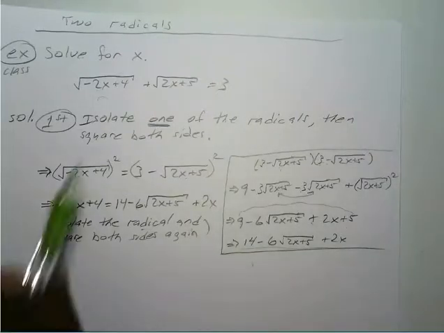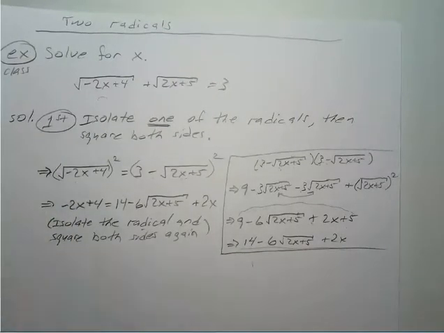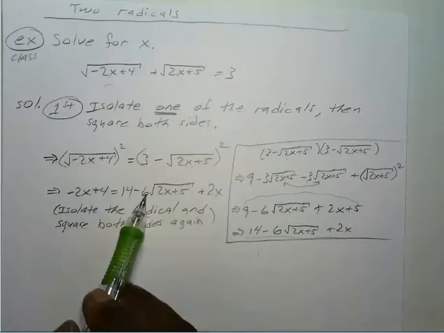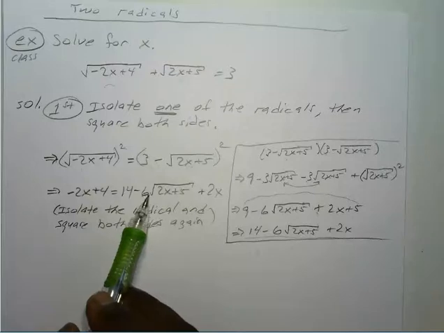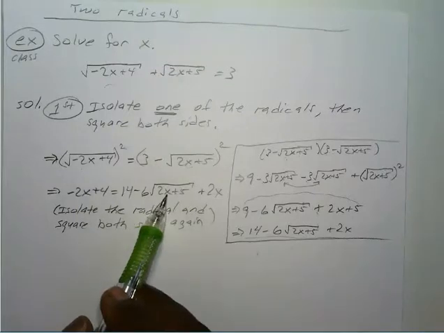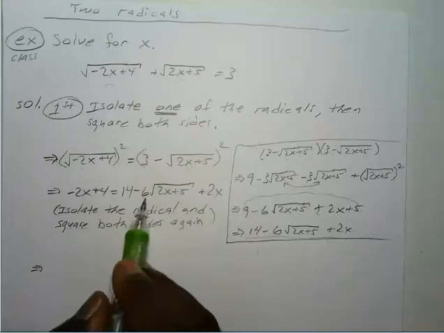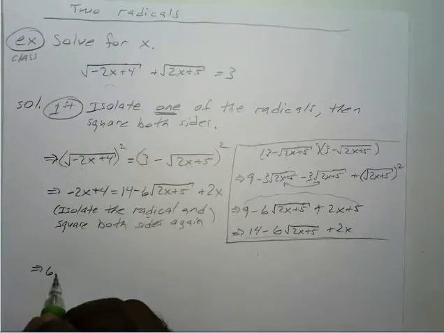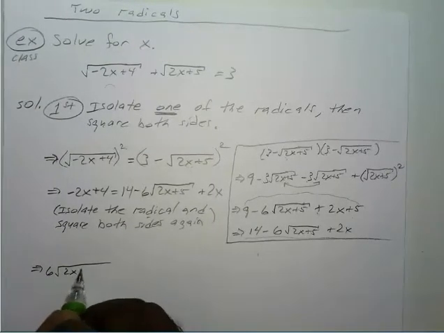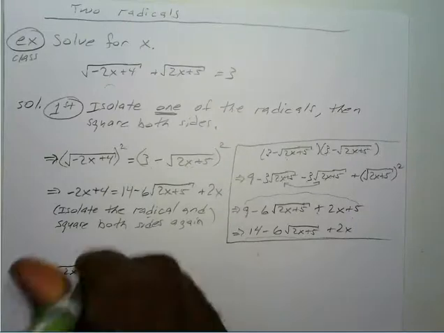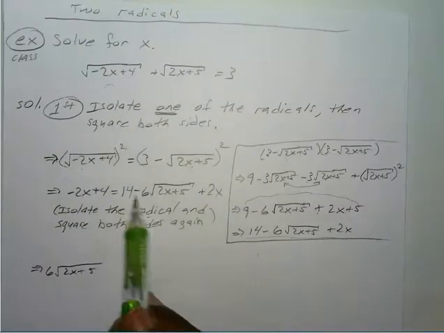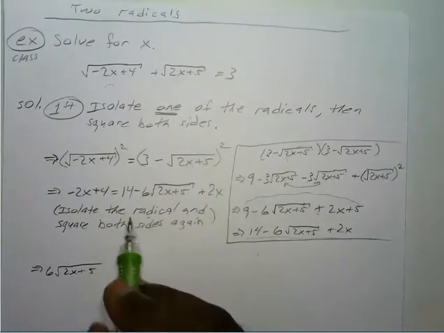Okay, remember I told you you have to isolate the radical twice? That's why you have to isolate it twice. Okay, so I'm going to add 6 times the square root of 2x plus 5 to both sides. So I'm just not going to write it down, but you have 6 square root of 2x plus 5, because if I add it, then it would cancel out and become 0.